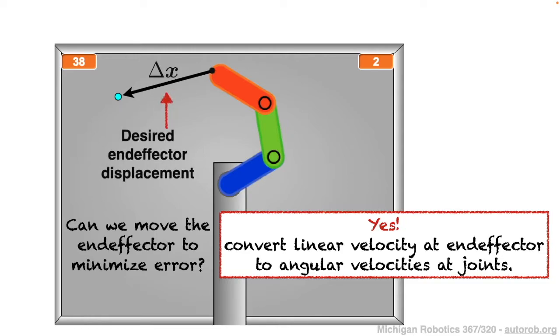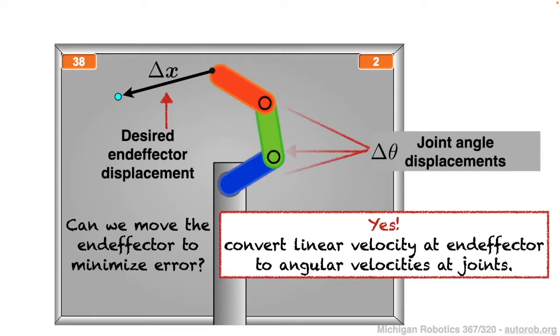And so we'll treat this error as a displacement in position, which we can think of as being a desired linear velocity that our end effector should take to minimize the error. And we then want to reason about what joint displacements, which can be thought of as angular velocities, will correspond to this desired end effector displacement. And so this is what we want to do. We want to relate these two types of velocities: the linear velocity of the end effector in terms of its position, and the angular velocities of our joints in terms of their rotation at each of the degrees of freedom.